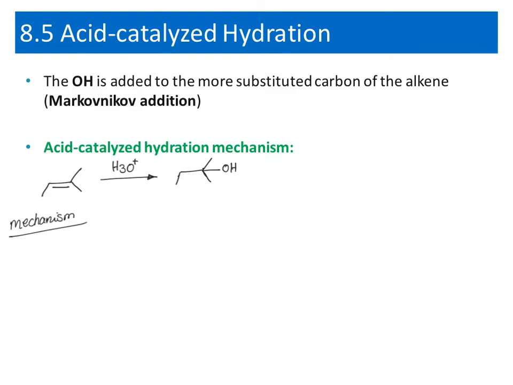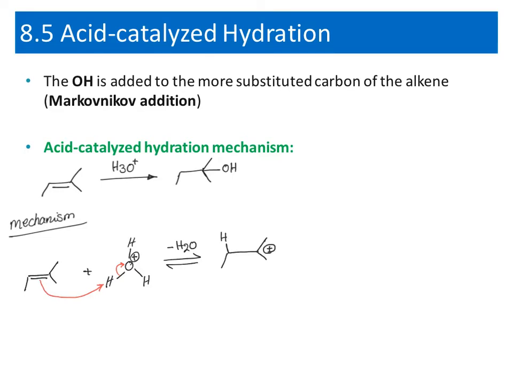Now let's look at the mechanism for acid catalyzed hydration. So the first step starts with the alkene and the hydronium ion. So hydronium ion is a good source of proton and alkene is a good source of electron. So they are going to react with one another through acid and base reaction. So the first step is a proton transfer step, and the proton will be added to the less substituted carbon to form a more stable carbocation.